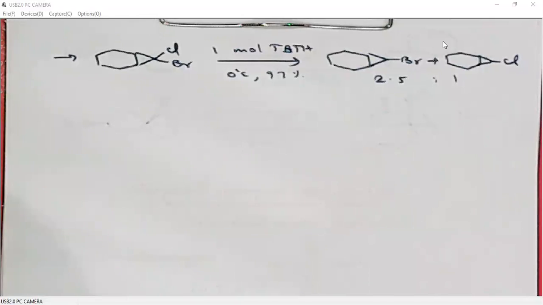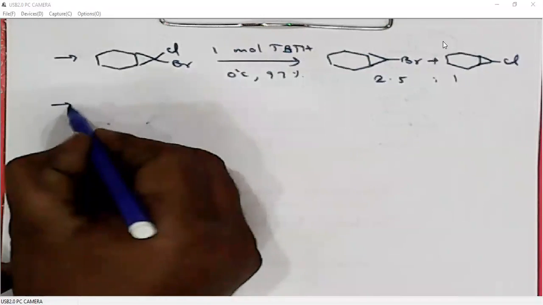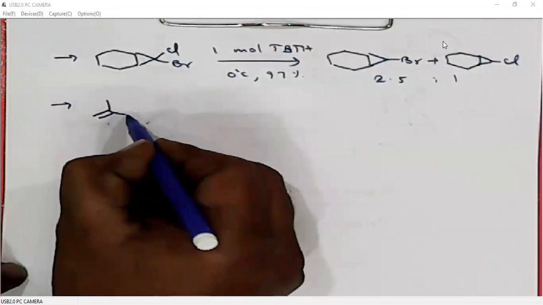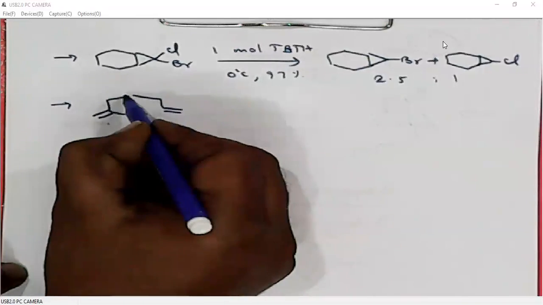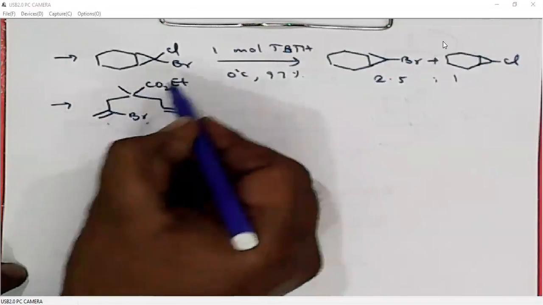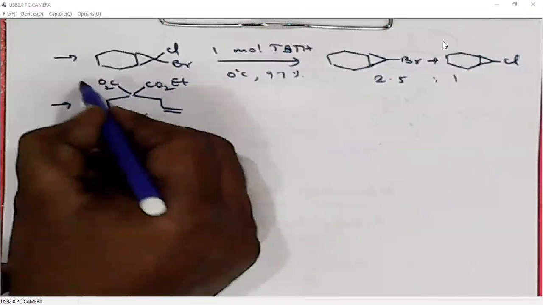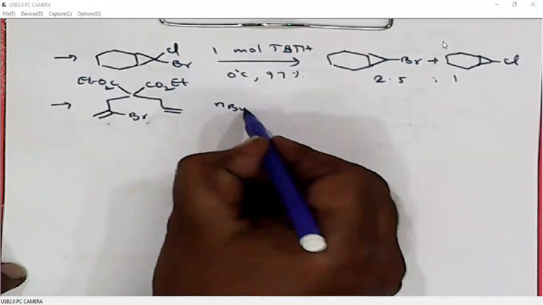The beauty of TBTH reductions of alkyl halides is that we can use this reactivity for cyclization. So cyclic compounds can be generated under similar reaction conditions.